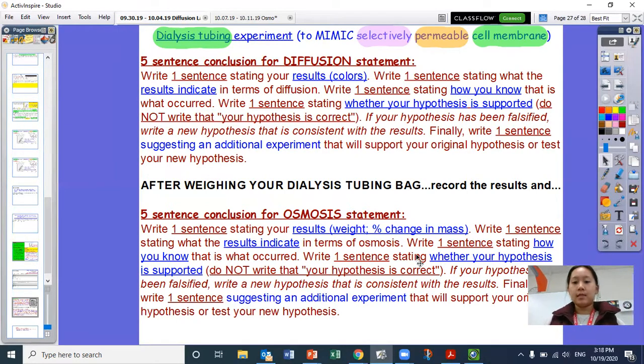And then you're going to write one sentence stating whether your hypothesis is supported. And if it's not, please write a new one that actually follows what the data says. And then you want to suggest one additional experiment that will support your original one, or test your new one if your original one was wrong. So in the end, again, you're writing 4 hypotheses, and then you're going to be writing 4 separate conclusions, one for each of those hypotheses.